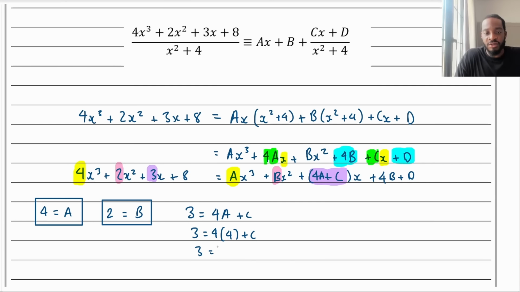3 is equal to 4. 4s are 16, so 16 plus c. That means that c is equal to 3 minus 16, which is minus 13. So we can box that off, okay? So that's part I done, right? We found a, b, and c.